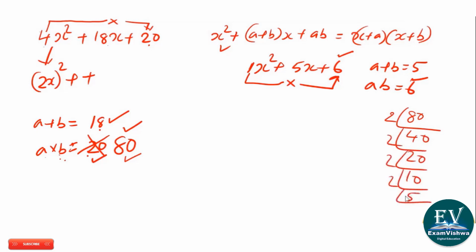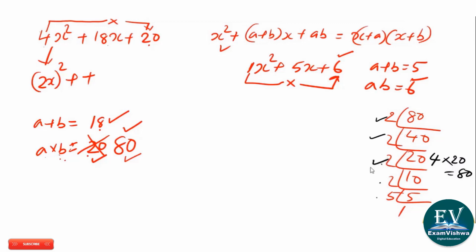This is the prime factorization of 80. Now we should factorize it in such a way that the product is equal to 80, naturally, and the sum is equal to 18. If we take these two together, it becomes 4 and the remaining is 20. 4 into 20 is equal to 80, but 4 plus 20 is not equal to 18 and neither is the difference, so that is not correct.